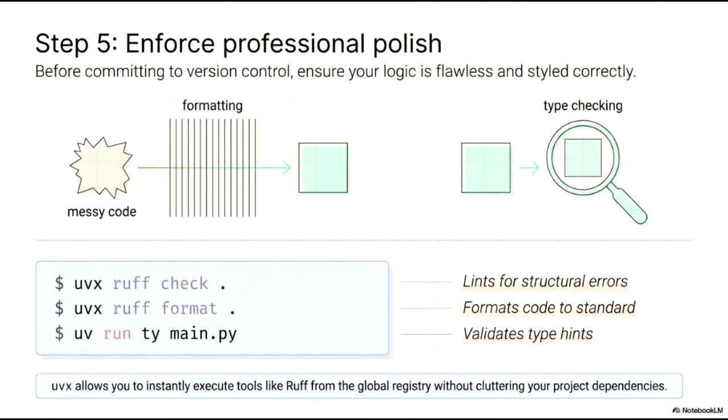Running uvx ruff check allows you to lint your project for structural errors. The command uvx ruff format then automatically aligns your code with standard style guidelines. Finally, uv run main.py performs static analysis to validate your type hints and catch potential bugs before runtime. The advantage of using uvx is that it allows you to instantly execute tools like ruff from a global registry. This keeps your environment clean and efficient, as you can run these utilities without cluttering your specific project dependencies.